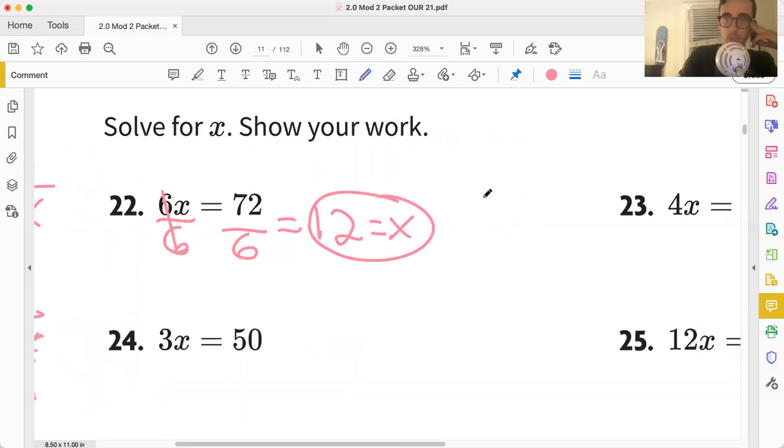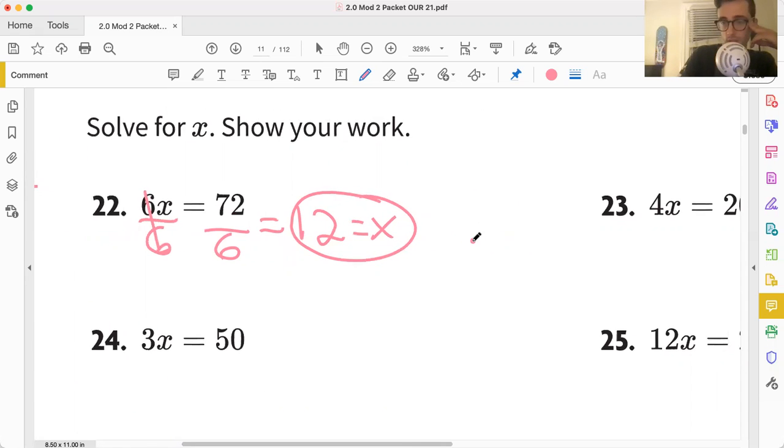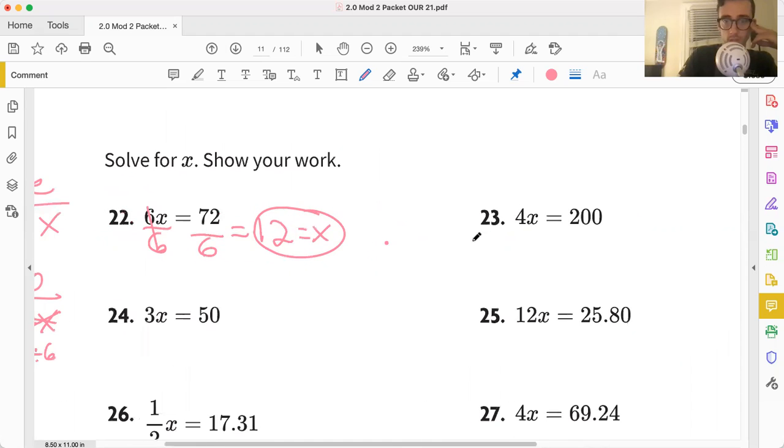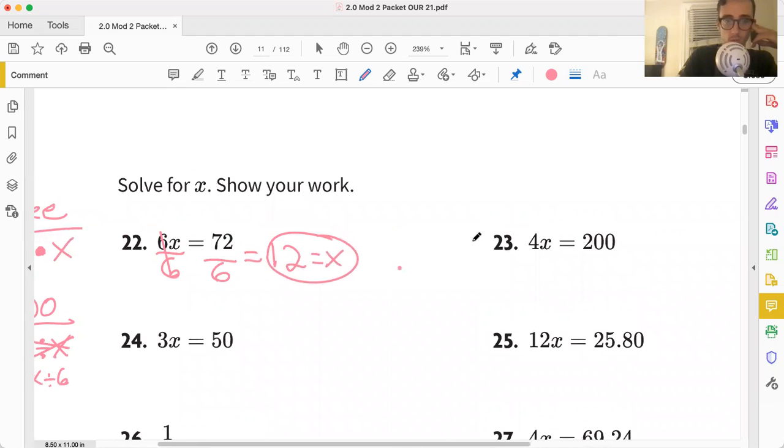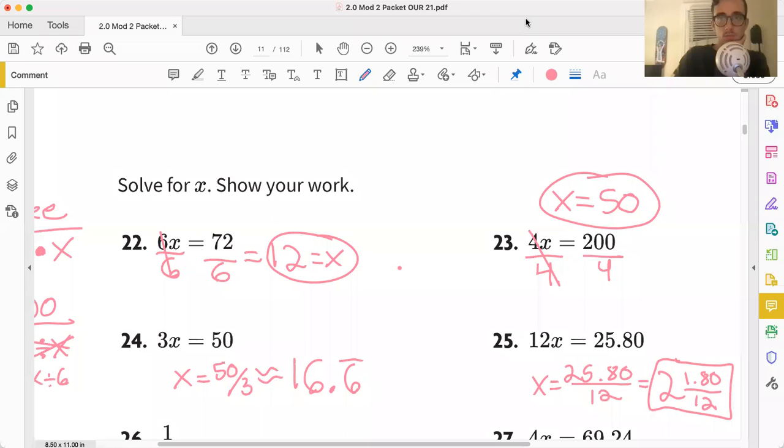I challenge you to do the same types of setups for the next 3 problems. So try 23, 24, and 25. Pause the video, try them, get familiar. I wrote a few different ways down here for the fractions, but up here you should have gotten x equals 50. 200 divided by 4 gets you there. Over here, 50 divided by 3. If you wanted to go towards a decimal, it would be 16.6 repeating.